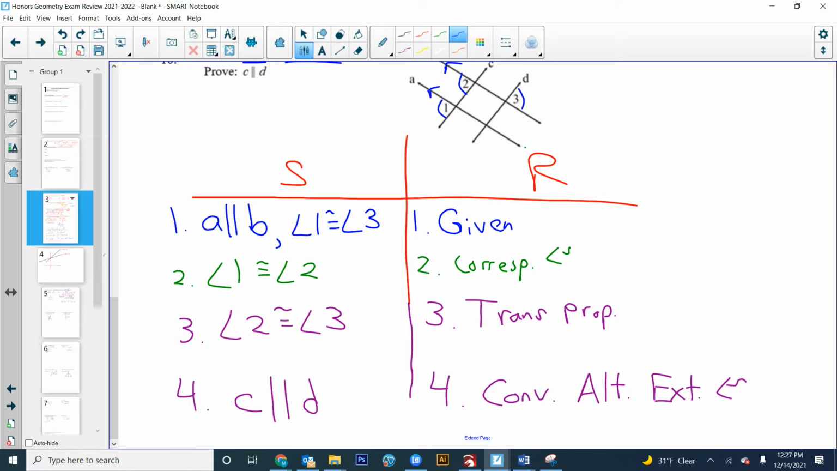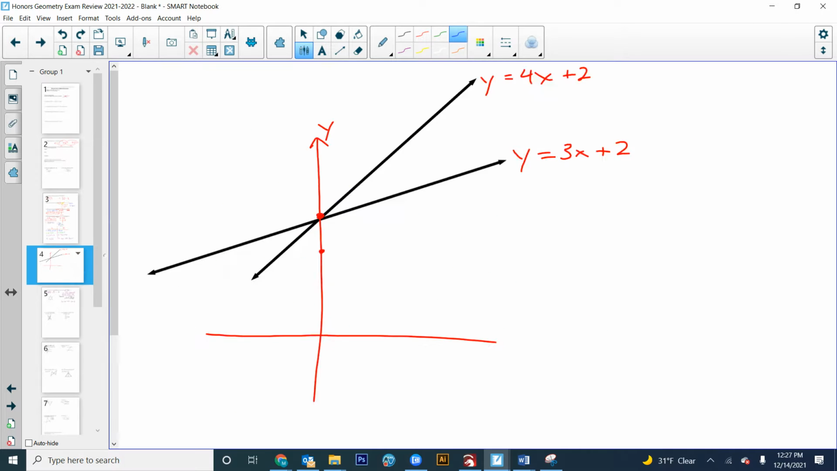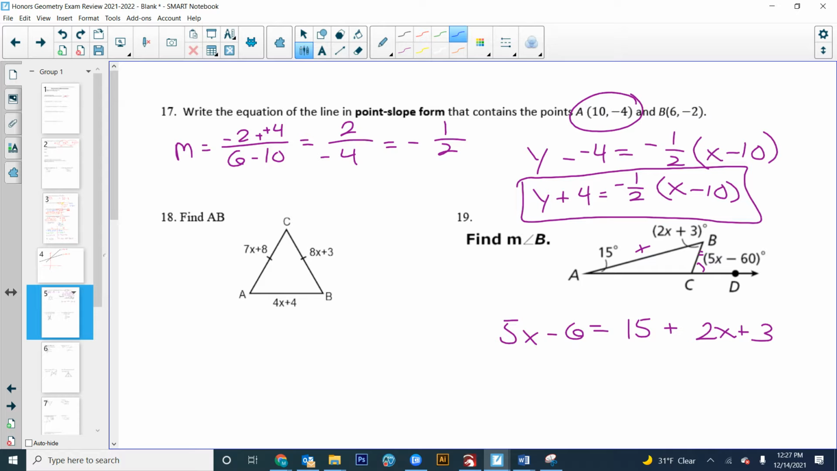How do we feel about that? Been a while since we did parallel lines proofs. Yes? All right, next page. How do we do on 17? Can you talk about it? Skip it?